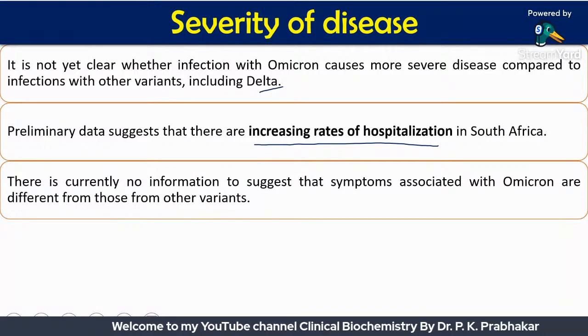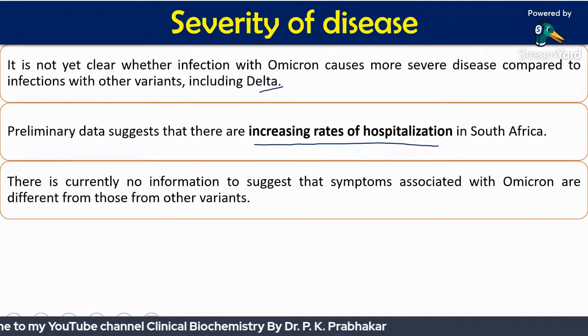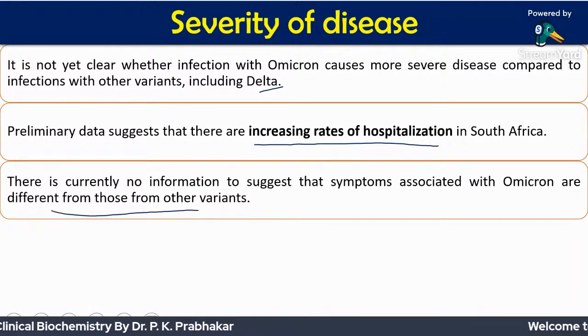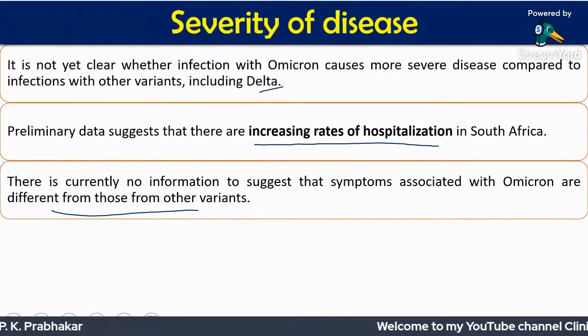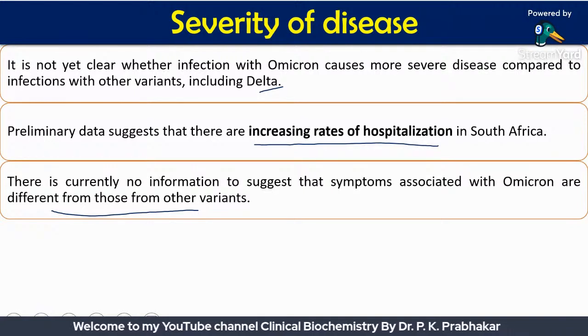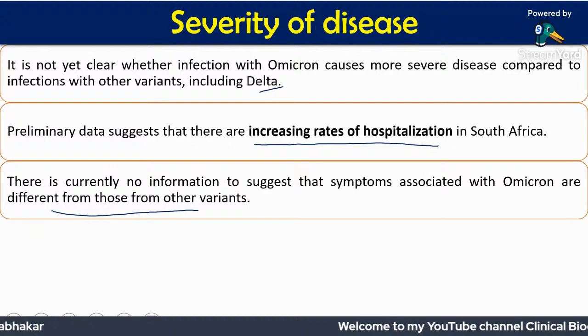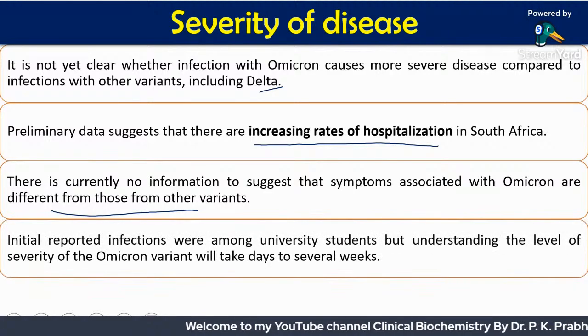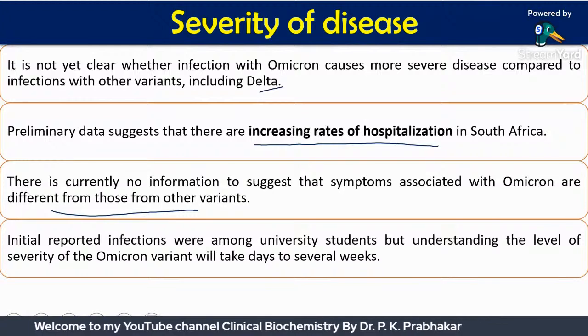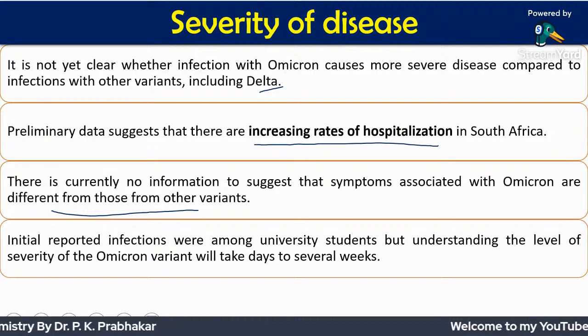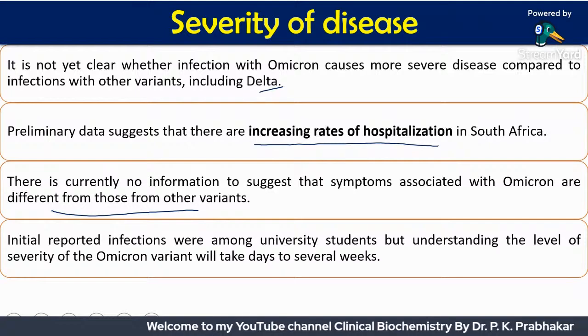Then there is currently no information to suggest that symptoms associated with Omicron are different from other variants, because we don't have any studies. The South African medical officer has come and told us that they have seen some kind of symptoms. So we will talk about that symptom later on, but we don't have specific information on the symptoms. Initial reports said infections were among university students, who are younger individuals who tend to have milder disease, but understanding the level of severity of the Omicron variant will take days to several weeks.